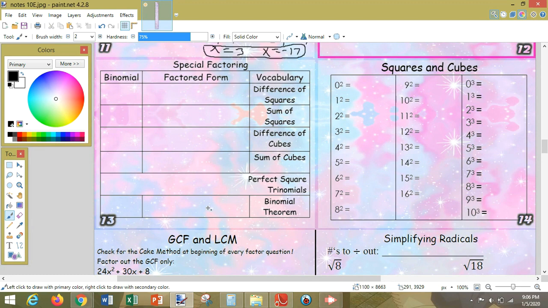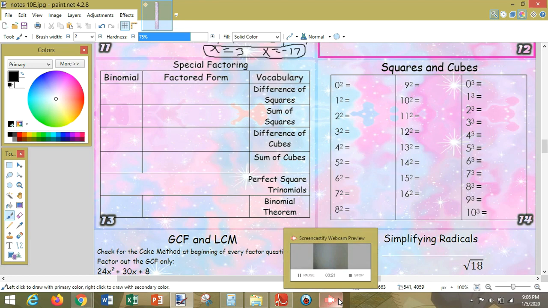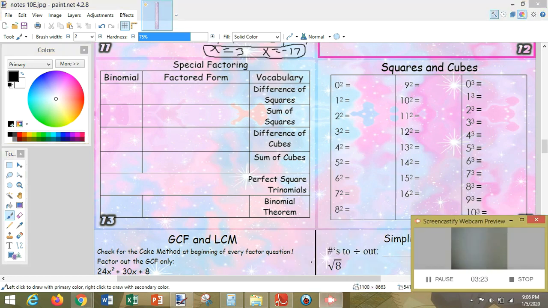Page 13 is all about special factoring formulas. We have difference of squares, sum of squares, difference of cubes, sum of cubes, perfect square trinomials, and the binomial theorem. Now the ones that you'll use the most is definitely difference of squares. You can also use perfect square trinomials, but you could also factor using any of the other methods and it would work the same. So go ahead and pause the video and write these down.